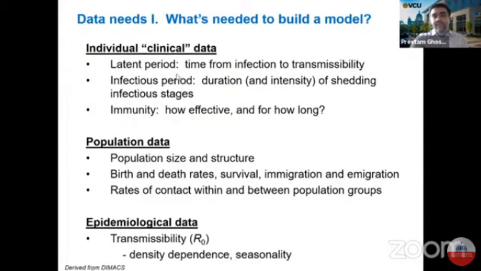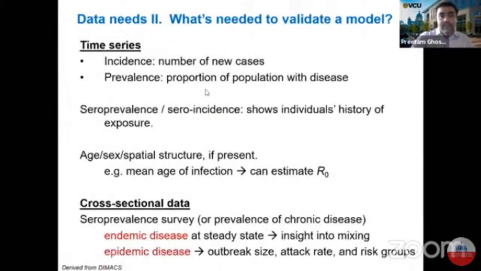What's needed to build a model in terms of data needs? We measured the latent period, the infectious period, immunity, meaning how long your immunity will last after an infection, and population data, population dynamics and all: birth and death rates, the number of people moving in and out of a zone, and the rate of contact with other population groups. All of these factors are considered in building these models. And in order to validate, you're looking at the time series data. You're also looking at seroprevalence and seroincidence, so individuals' history based on the antibodies that they have grown. So you're making those types of tests as well to be able to validate many of these models.